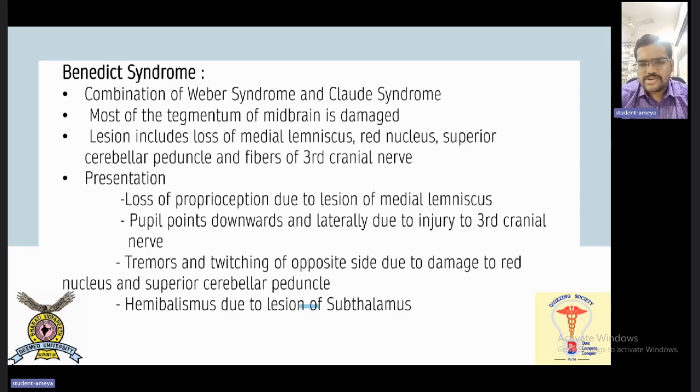There is hemiballismus due to lesion of the subthalamus. Hemiballismus is actually violent flinging movements of the limbs. That is what hemiballismus is. So it is one of the movement disorders, wherein violent flinging movements of the limbs happen due to lesion of the subthalamus. Tremors and twitching of the opposite side are because of the involvement of the red nucleus.